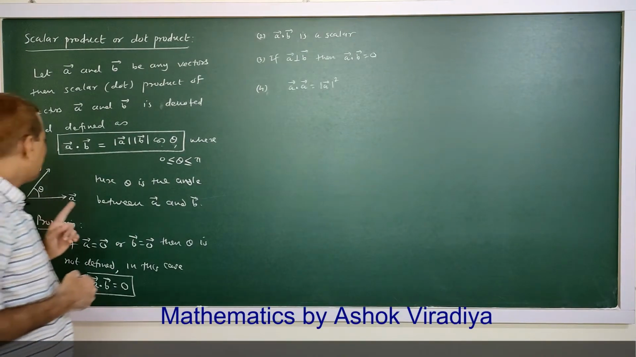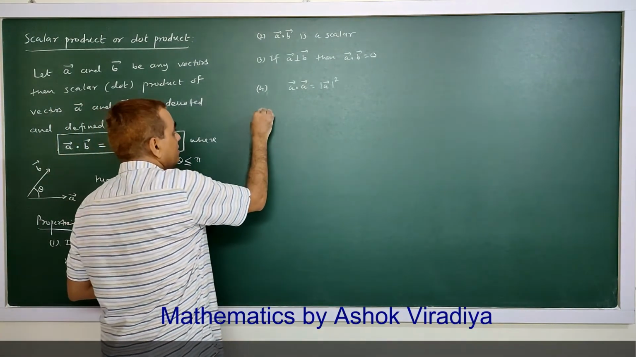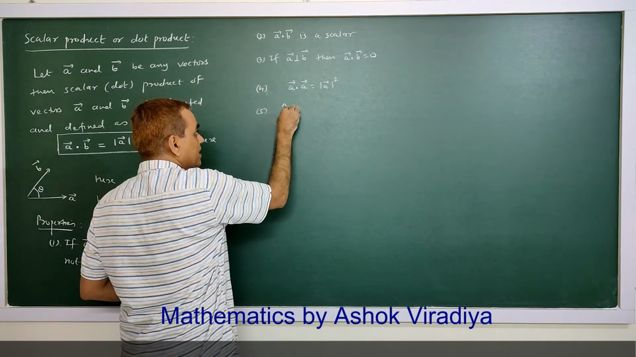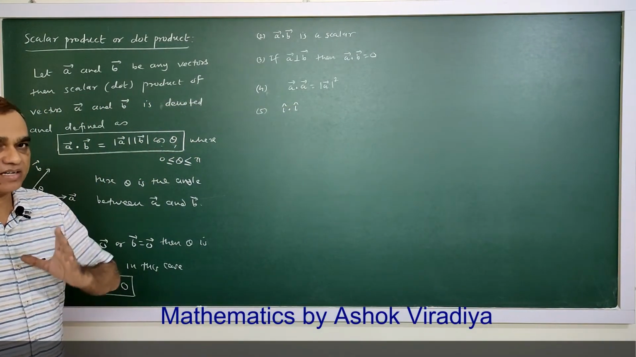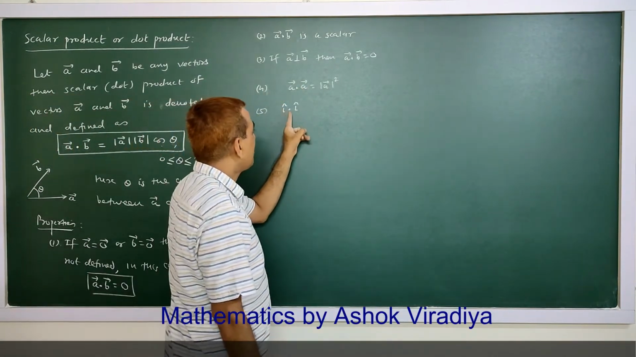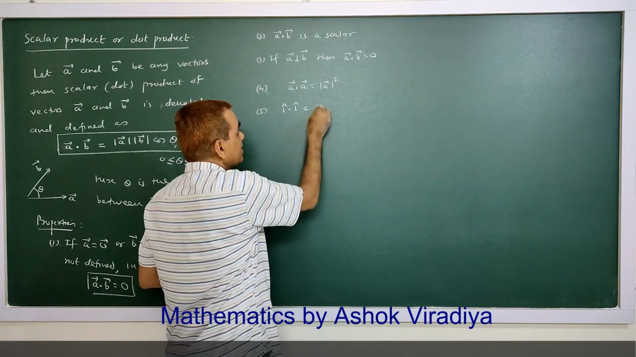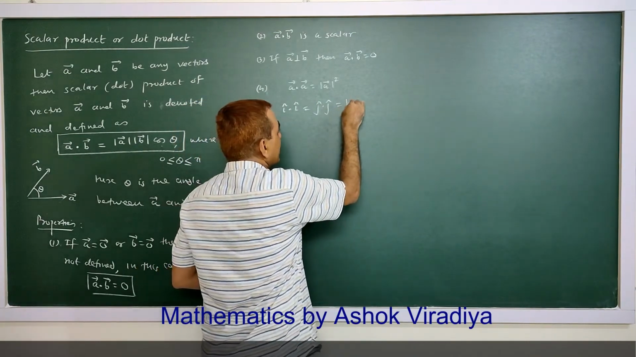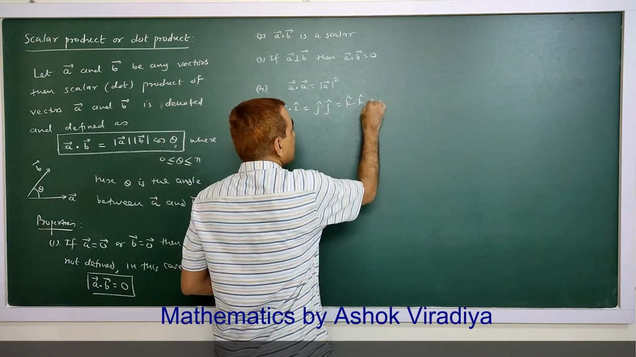Then one more case. If we take the dot product of vector i cap with itself, i cap is a standard unit vector along OX. So apply this rule: i dot i is magnitude of i squared, so it is 1. Similarly, j dot j is 1, k dot k is 1, because it's a unit vector, its magnitude is 1.